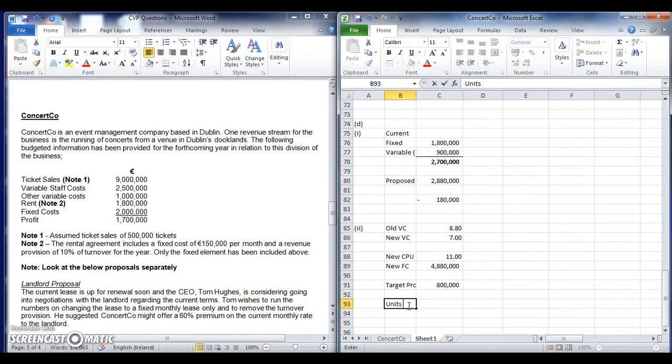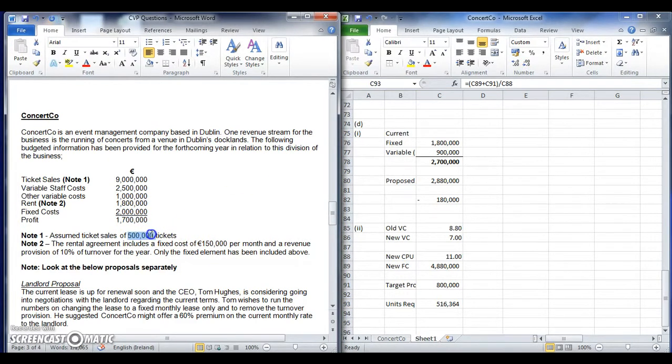So units required will be, remember, your fixed costs plus your target profit over your contribution per unit. If you don't understand that, you're essentially saying, look, I need to cover my fixed cost of 4.8 million. I need to make an extra profit of 800,000, and for every unit or ticket I sell, I'm making 11 euro. Therefore, to be indifferent between the new lease structure and the old lease structure, I need to sell 516,000 tickets. So the point is here, I need to sell a bit more than I currently need, because obviously I have a bit more cost involved with the current level of activity.